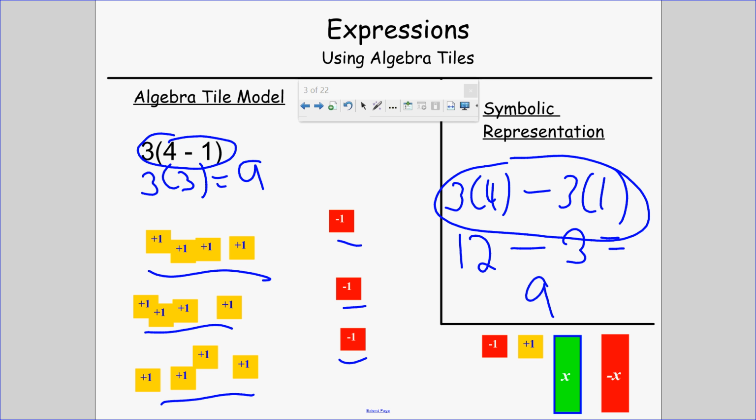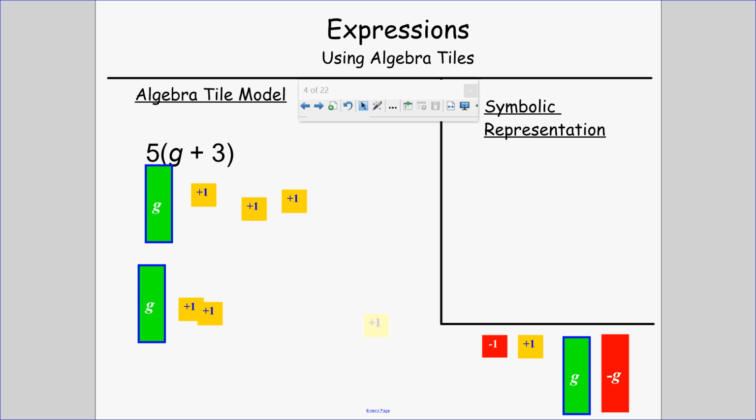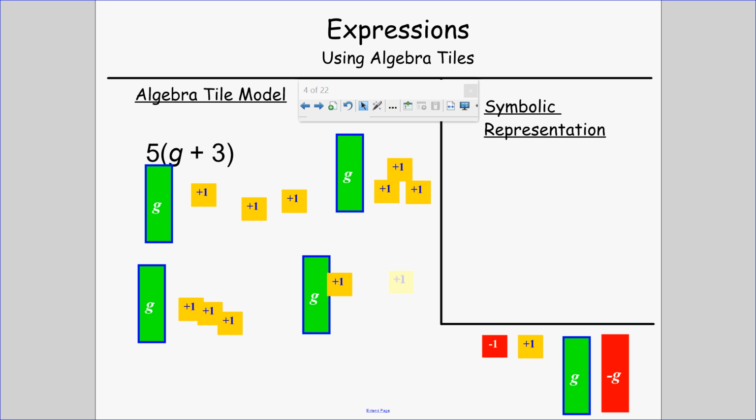Now we worked with numbers. Let's see if you'll work with variables. So we have 5 groups of G plus 3. That's using our algebra tiles. This is G plus 3. So we need 5 groups of G plus 3. Here's a second group, a third group, a fourth group, and here's a fifth group of G plus 3.